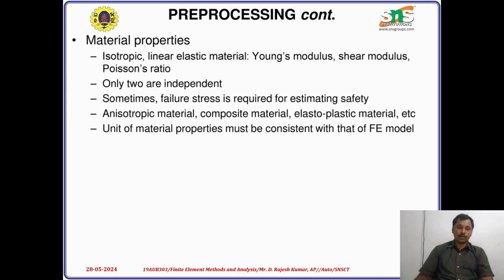The next part of the pre-processing stage is the material property. It can be an isotropic or linear elastic material, with Young's modulus, shear modulus, Poisson's ratio, etc. These properties are given as input parameters. Sometimes the failure stress is required for estimating the safety or functionality of the product. Materials can also be anisotropic, either a composite material or an elastoplastic material, etc. The units of the material properties must be consistent with the finite element model.